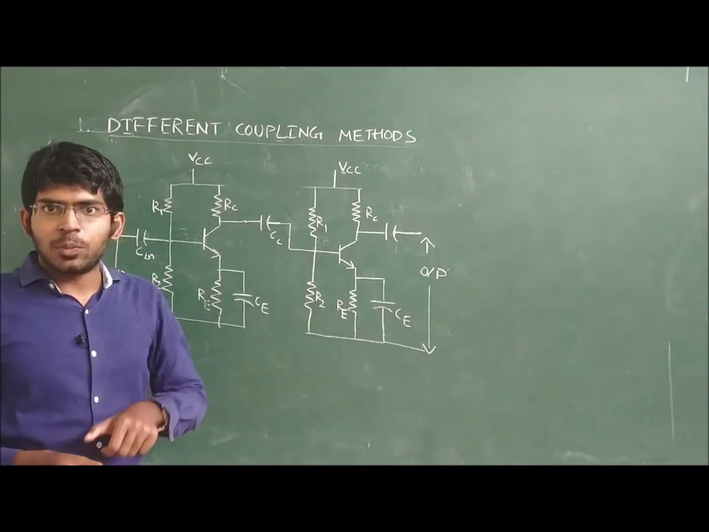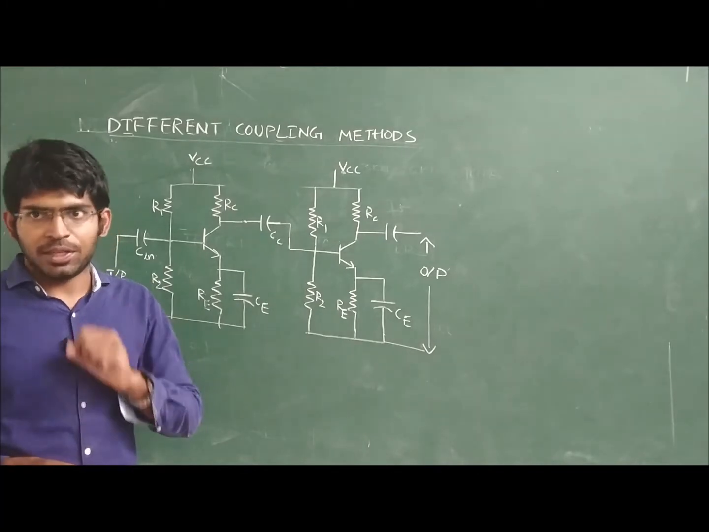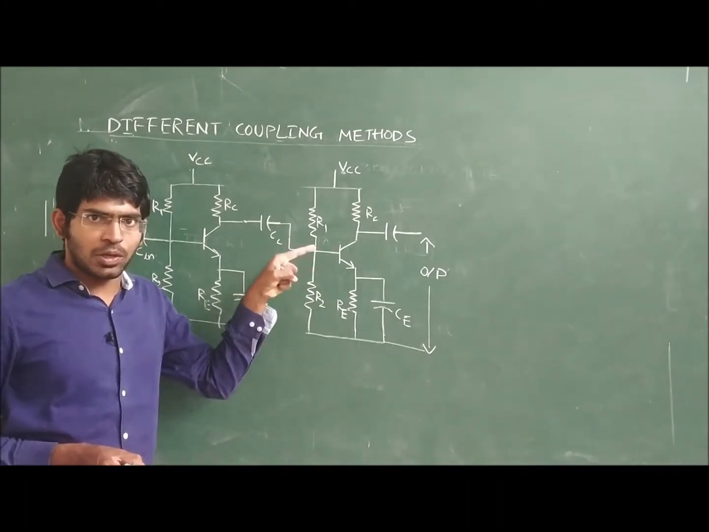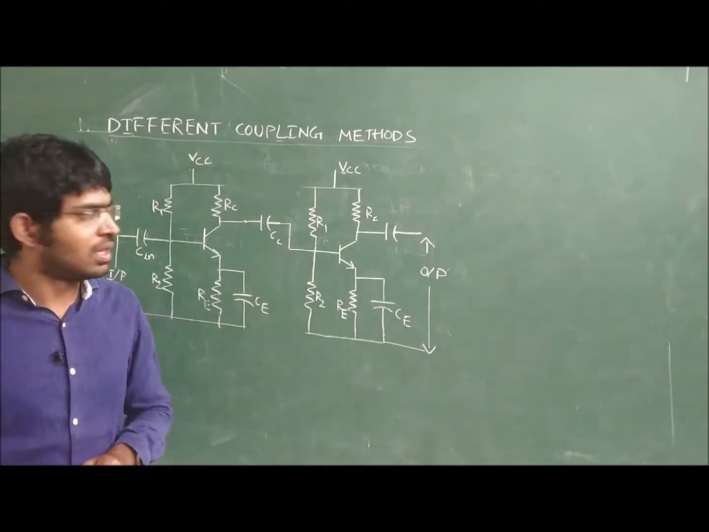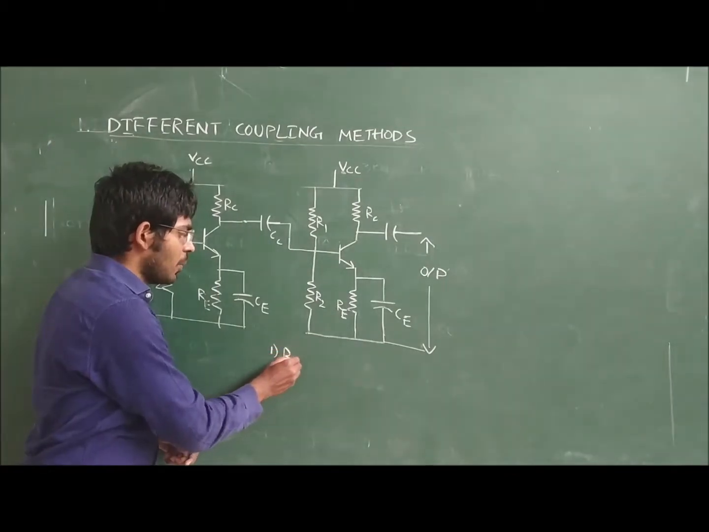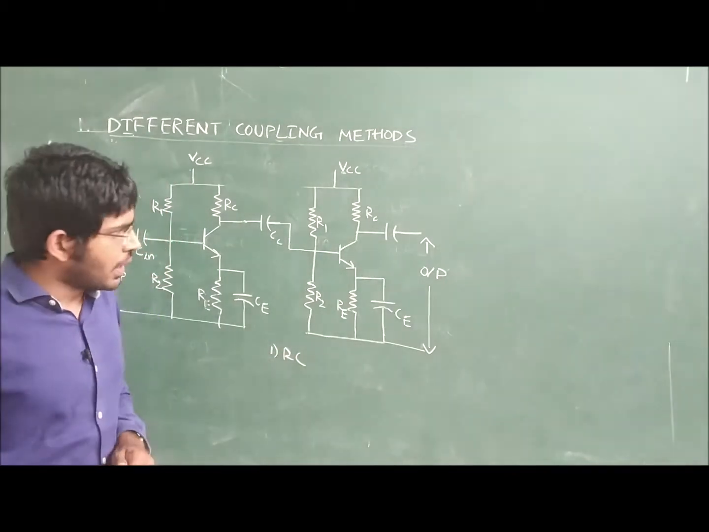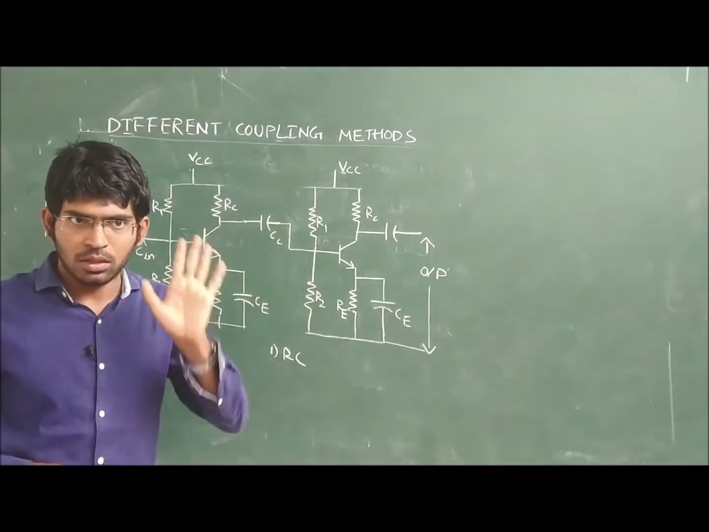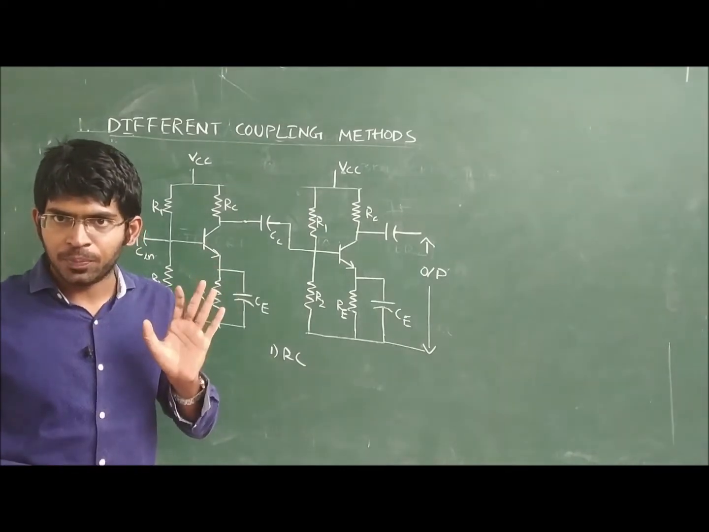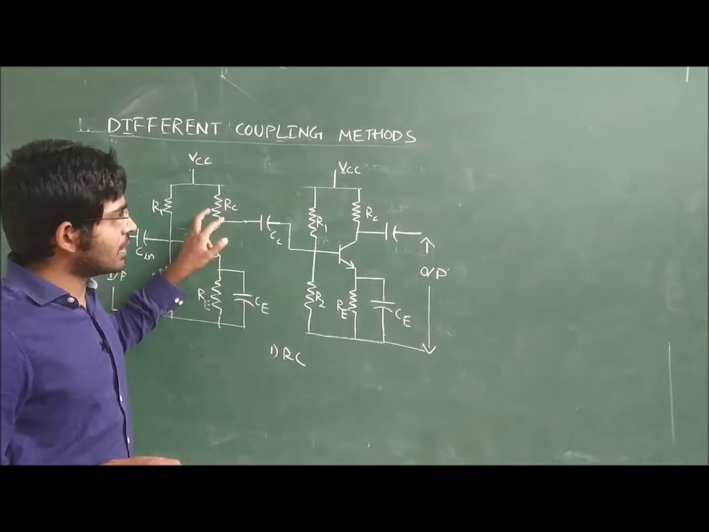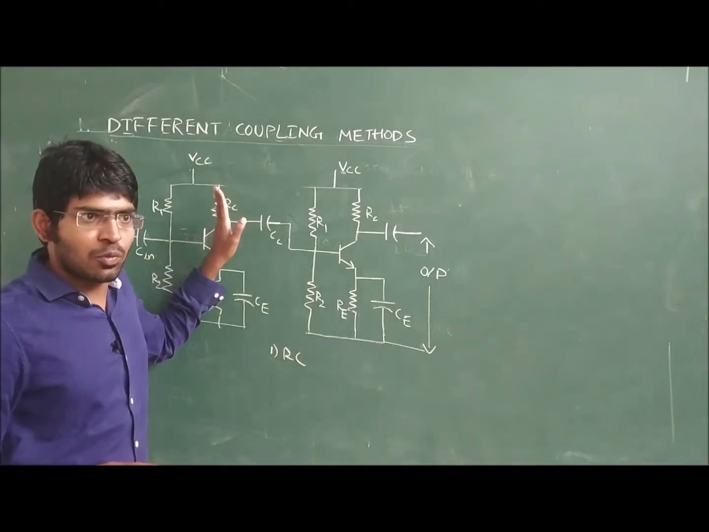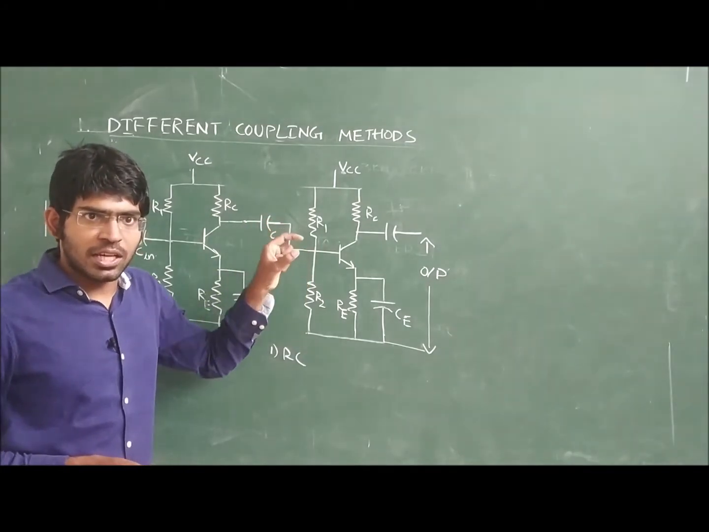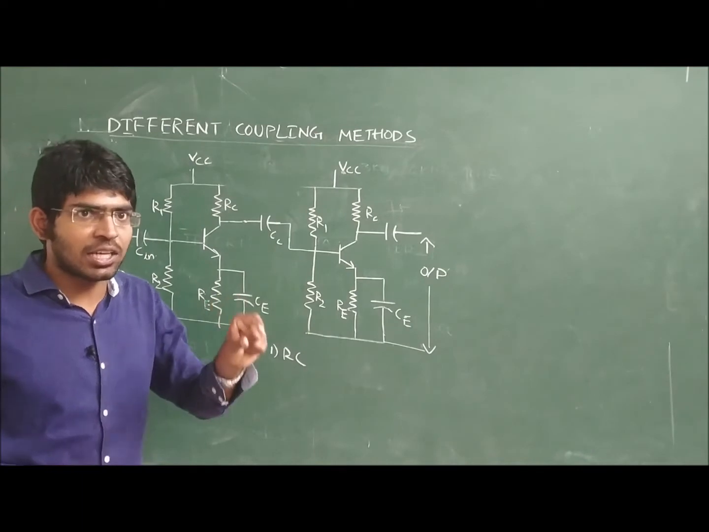Output can be connected to the input of the second stage in three different ways. The connection of output of a first stage to the input of second stage is called coupling. This can be done by using an RC circuit. If we use a resistor and capacitor only, and not any other element, to connect the output of one amplifier to the input of the second amplifier, then this type of coupling is called RC coupling.